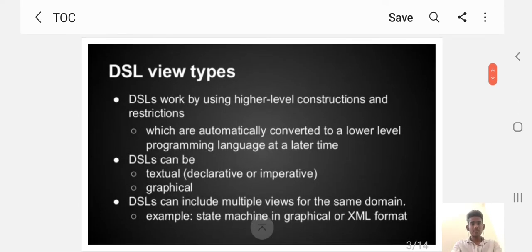Domain specific language view types. Domain specific languages work by using higher level constructions and restrictions, which are automatically converted to a lower level programming language at a later time. DSLs can be textual and graphical. Domain specific languages can include multiple views for the same domain. Example, state machine in graphical or XML format.